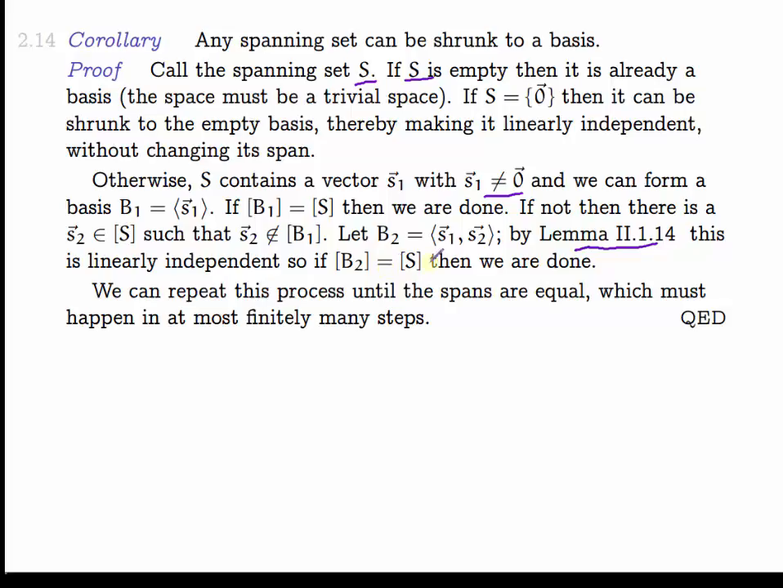Now, this process can't go on forever because otherwise we'd have a set of linearly independent vectors that was infinite. And we know that we're in a finite dimensional vector space. Okay, so this process must end at a certain point. Once it ends, then we do have a set B, which is a basis, whose span is the same as the span of S. Okay, so in summary, we can shrink a spanning set to get a basis, and we can augment a linearly independent set to get a basis. So you could say a basis is a minimal spanning set, and it's a maximal linearly independent set.